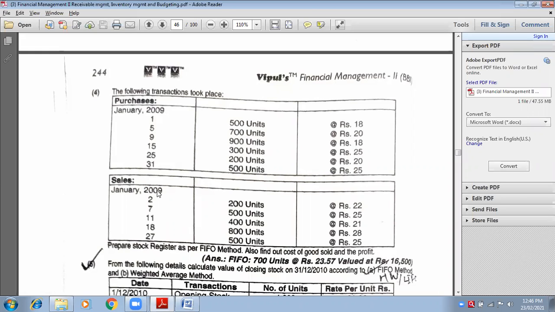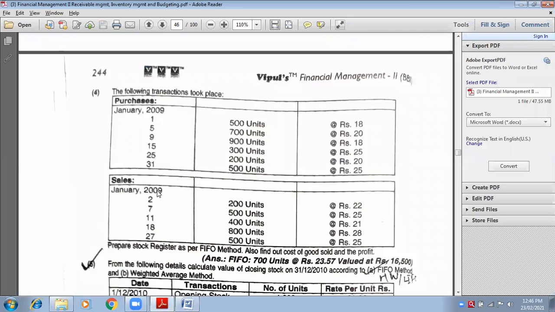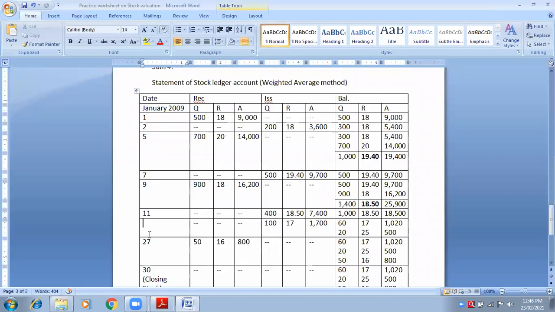Next. After 11th date, which date do we have? 15th. What happens on 15th? Again, we are purchasing 300 units at the rate 25. So 15th date, purchase 300 units at the rate 25. So what is the amount? 7,500. Are you sure? Yes, ma'am.